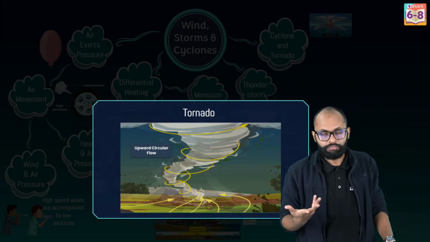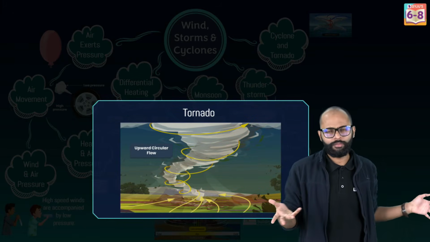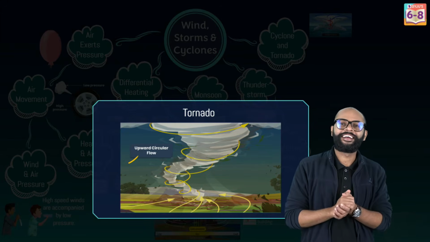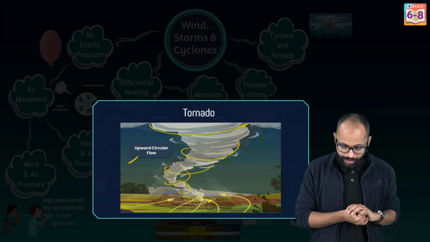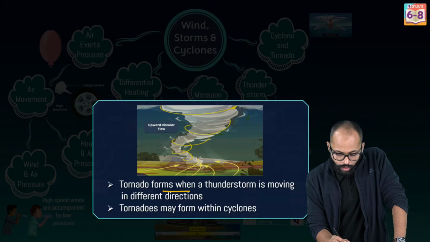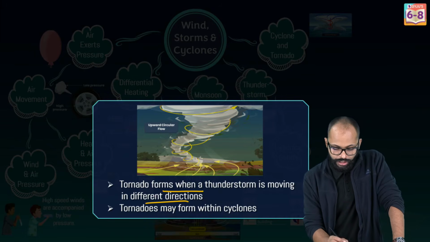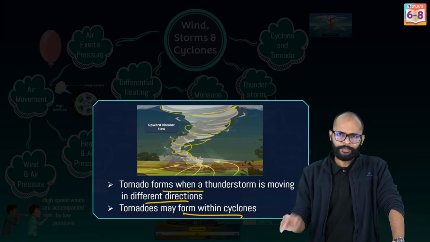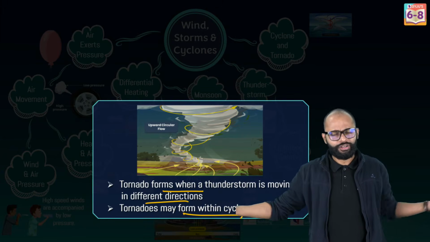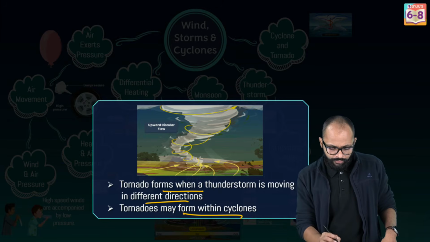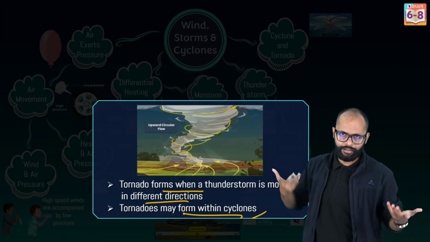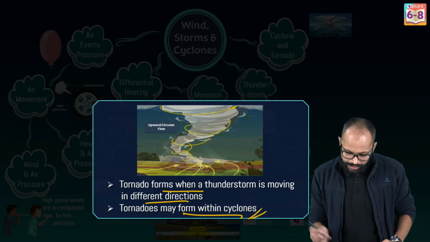Tornadoes, as such, being in India, they are uncommon. We don't hear about them, right? So, upward circular flow. Yes. Upward circular flow happens in tornado, right? So tornado forms when thunderstorm is moving in different directions. They may form within cyclones. Okay, so tornado को बस क्या है कि think about it. Cyclone is a bigger picture, tornado is a smaller picture, right? Tornadoes may form within cyclones, all right, and usually they are formed on the land, right? So that's why within cyclones.